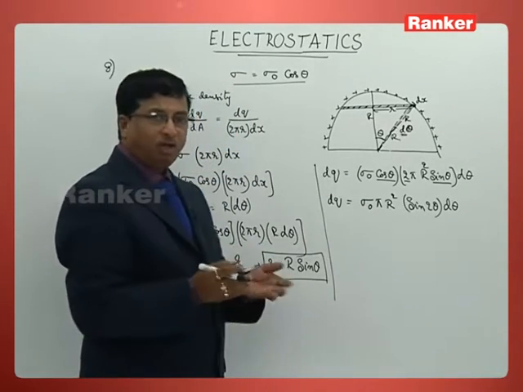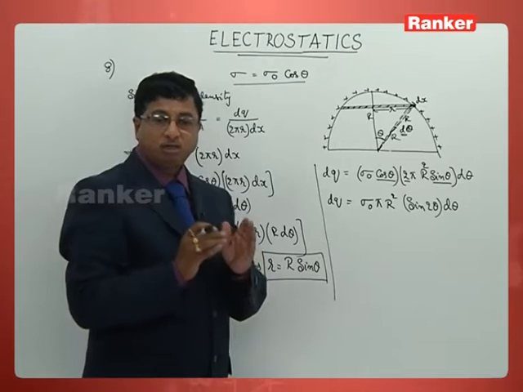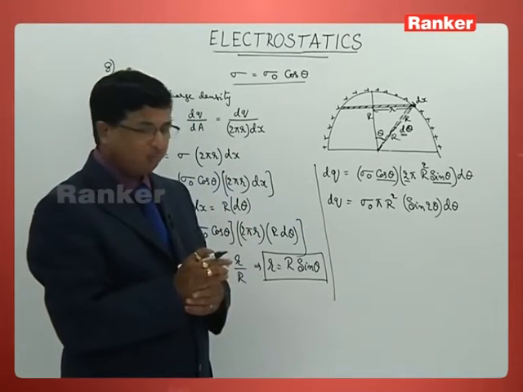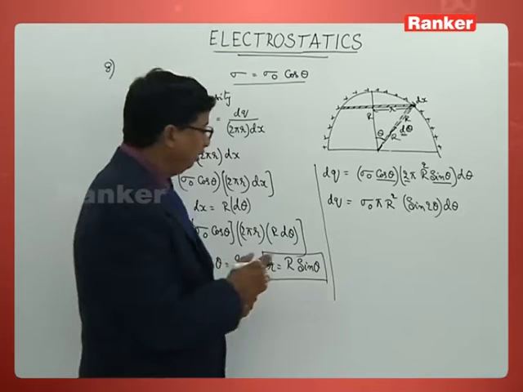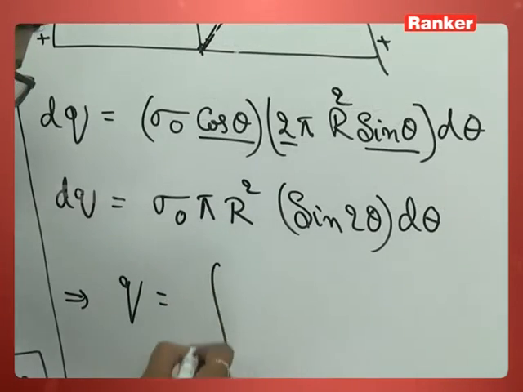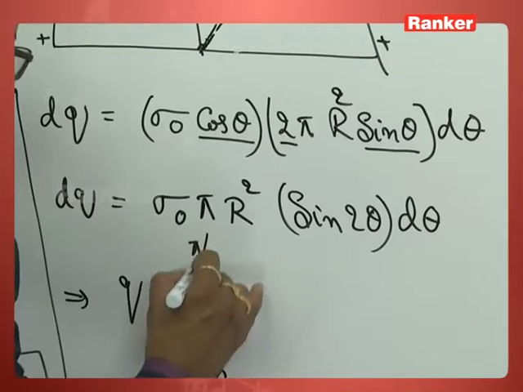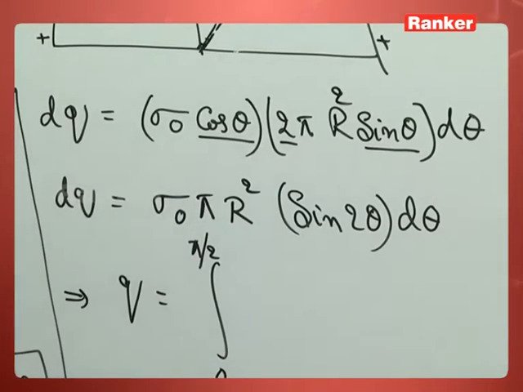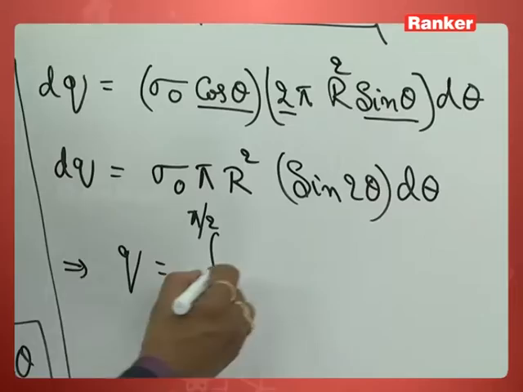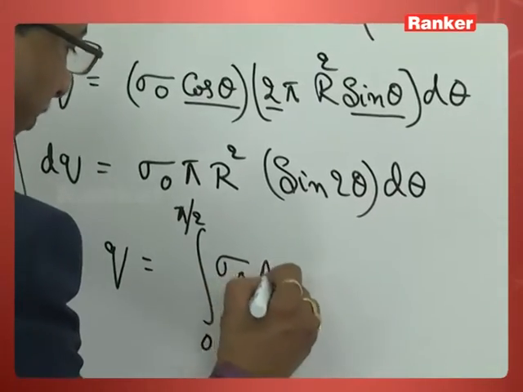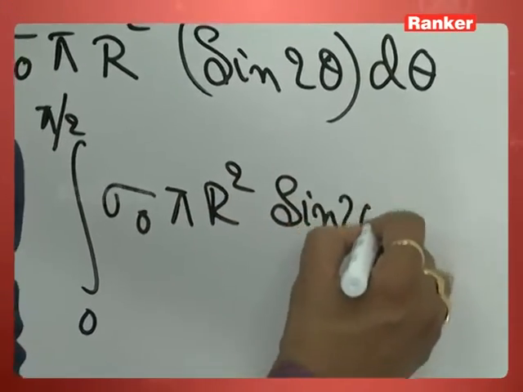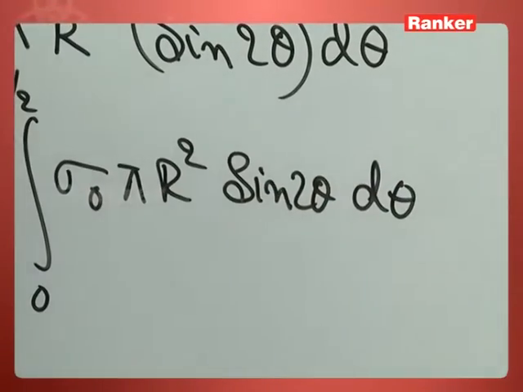What is it I want? You all know. We want the total charge on the system. So what can we do now? We just have to integrate. So this implies charge q is equal to integral between 0 and pi by 2. You directly can write like that. What is that value given? Sigma naught pi r square sin 2 theta d theta.